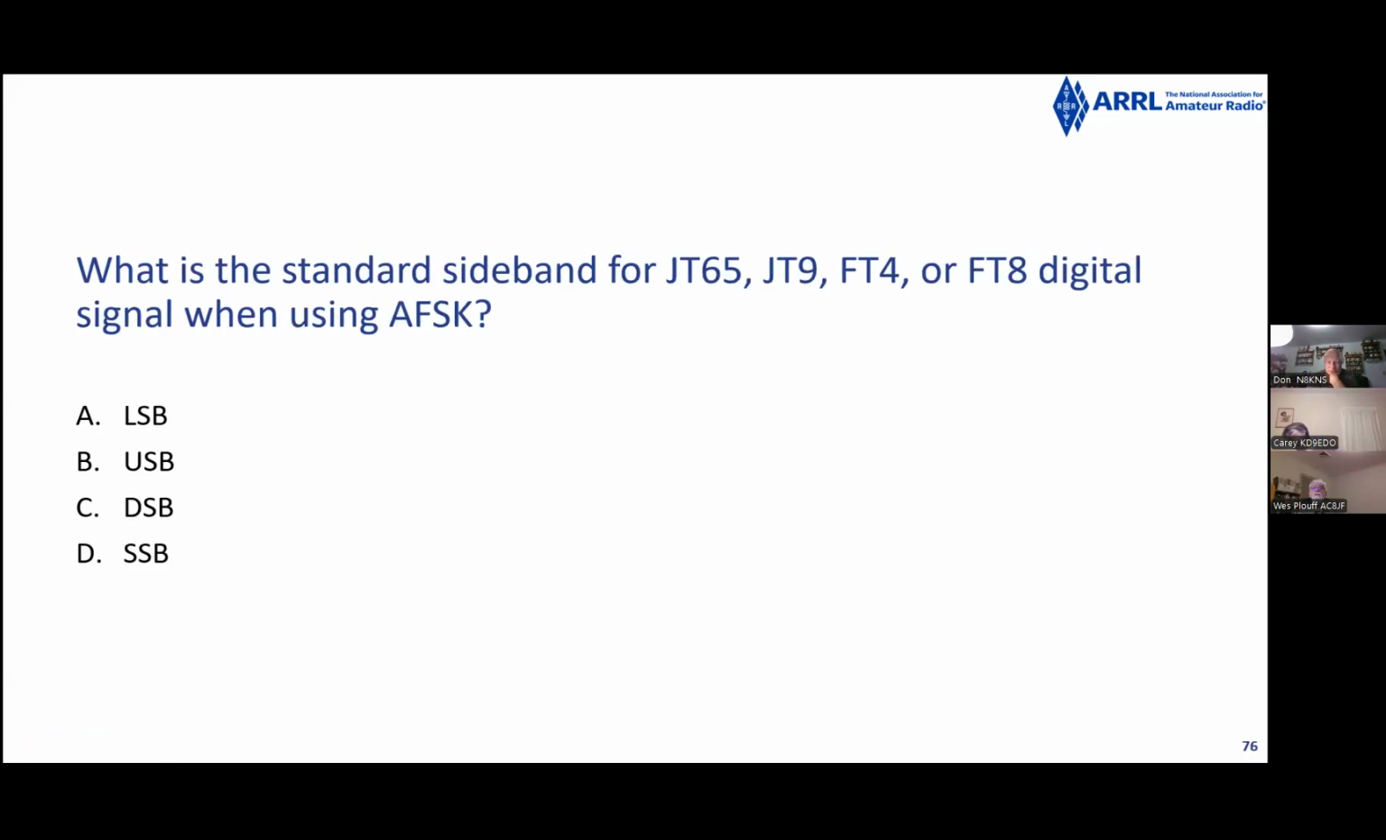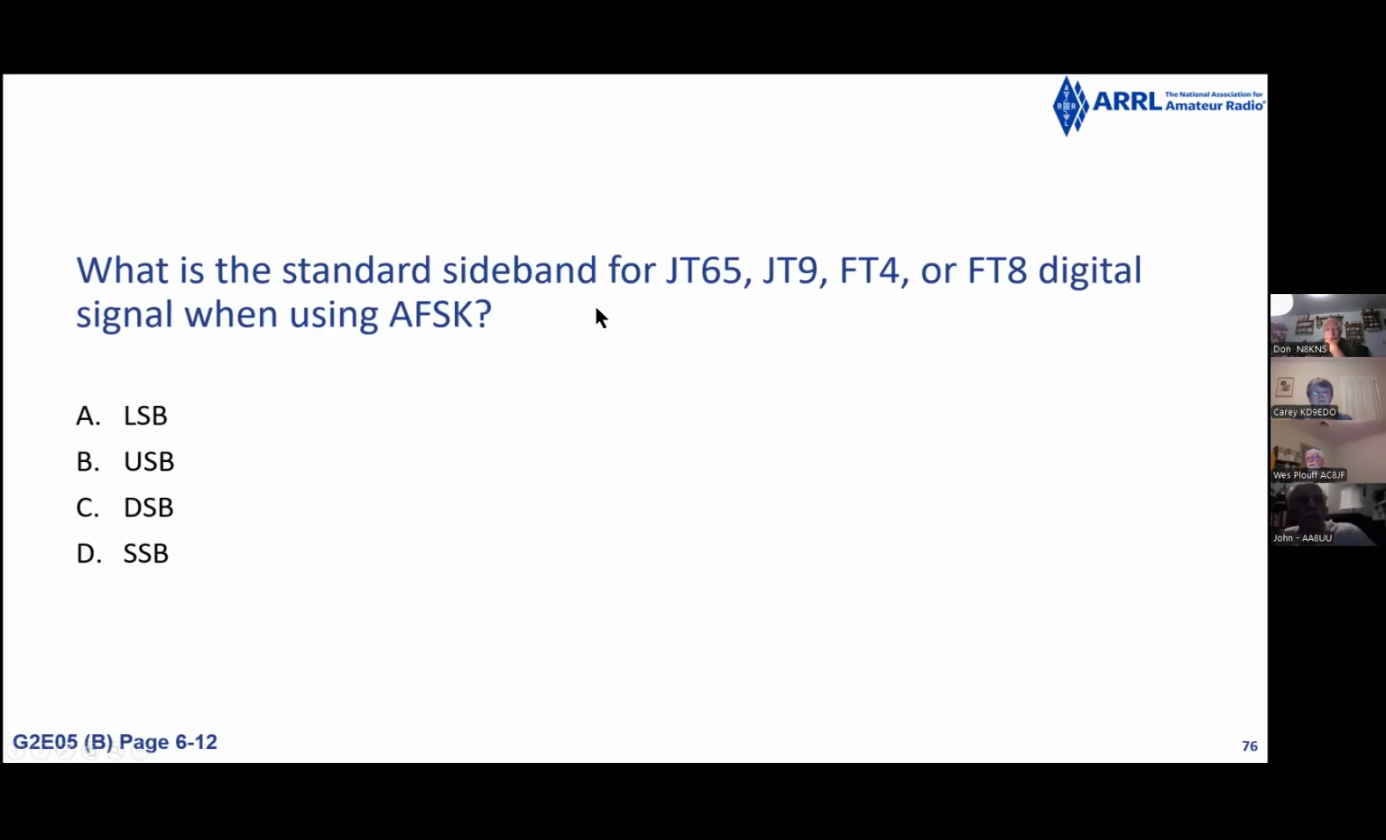What is the standard sideband for JT65, JT9, FT4, FT8 signals when using AFSK? Lower sideband, upper sideband, double sideband, or single sideband? That one's upper, isn't it? Yeah, the answer is B, upper sideband. So for everything but radio teletype, think upper sideband on a single sideband transmitter.